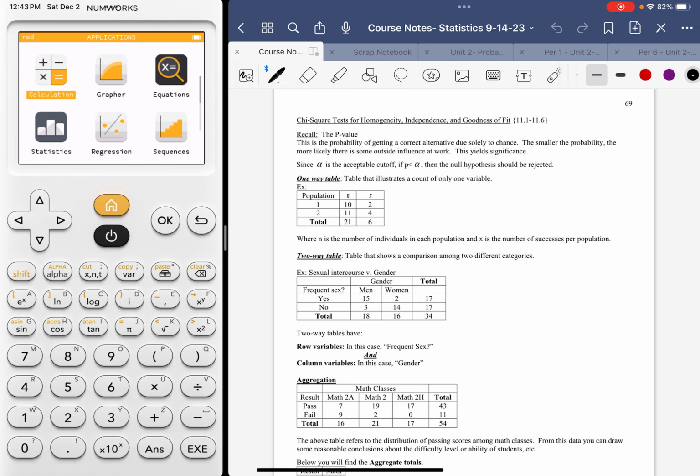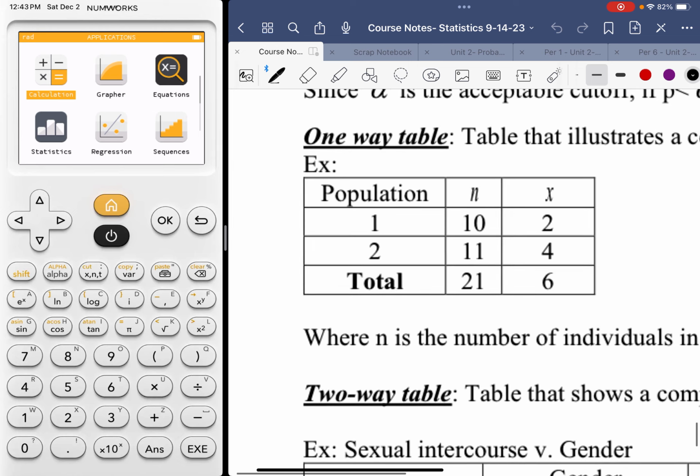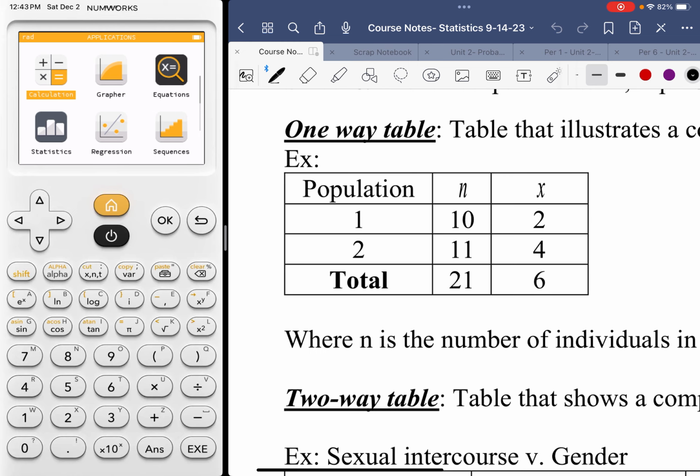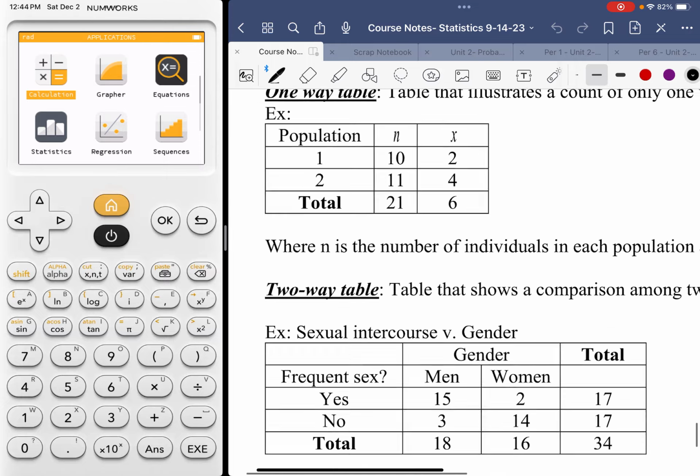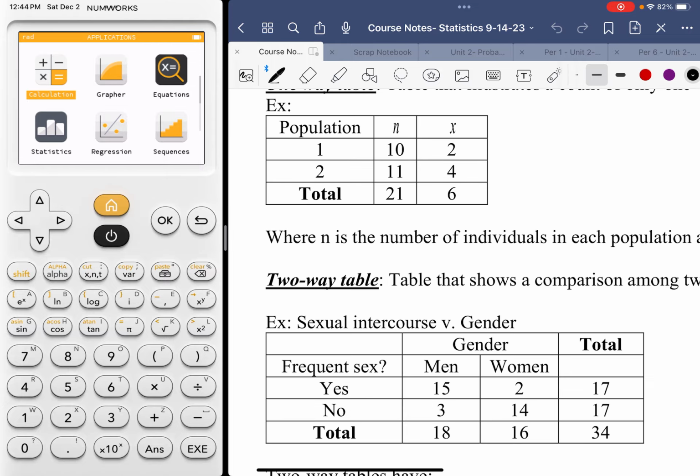Right? We have one-way tables, which is just the trials and successes for one population, I guess, compared to another. So population one, population two, success, number of trials first, then success, and then we do a comparison. If you had three populations, 4, 5, 6, it would be a longer table, but it would still be a one-way table. It's when you incorporate a second variable, right?